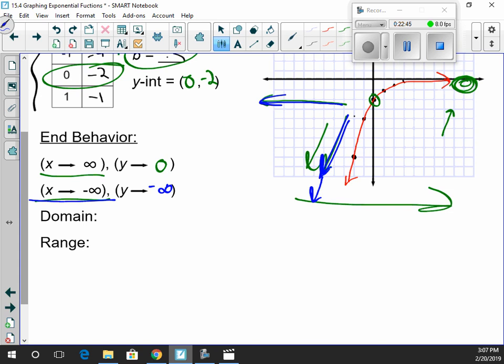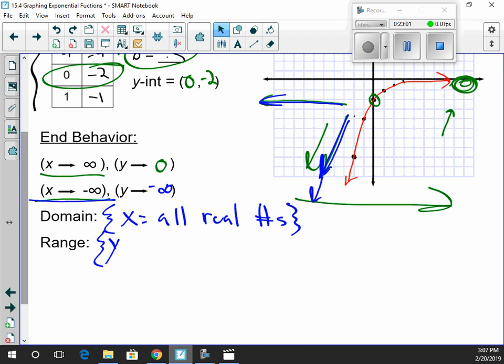All right, so then what does that mean for my domain? Again, there's no restriction on what my x values can be. So my x values are, again, all real numbers. And my y values, well, let's look at what we got.